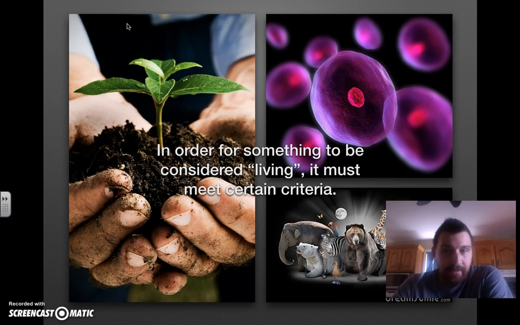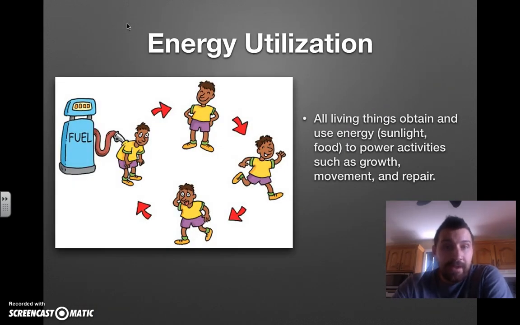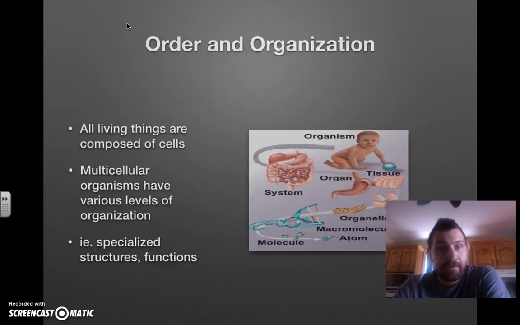So you can see the plant, the cell, all the animals down there, they're all living, but what criteria is it that actually makes them living? And the first one's energy utilization. So all living things obtain and use energy to power activities such as growth, movement, and repair. That energy can be from the sunlight ultimately, or food, as you learned last year.